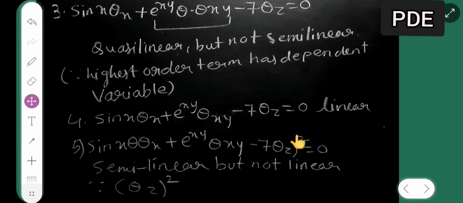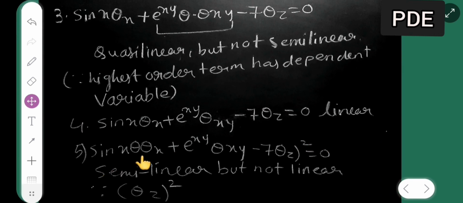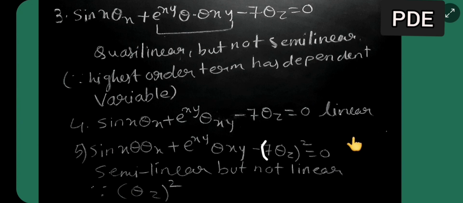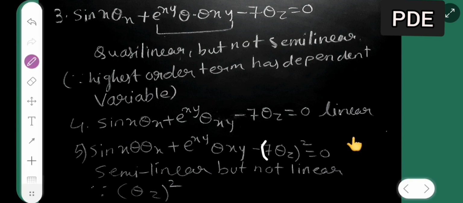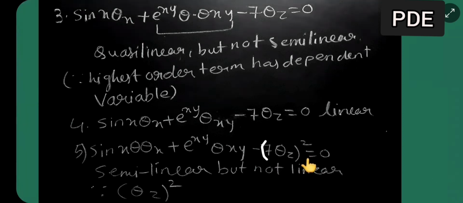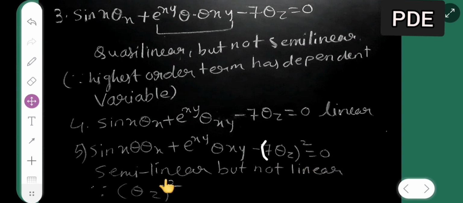Now let us see the fifth one: sine x theta x plus e raised to the power of xy theta xy minus 7 theta z square. Put a bracket here, I didn't put a bracket here. Now this is semi-linear but not linear, since theta z square. Because of this.